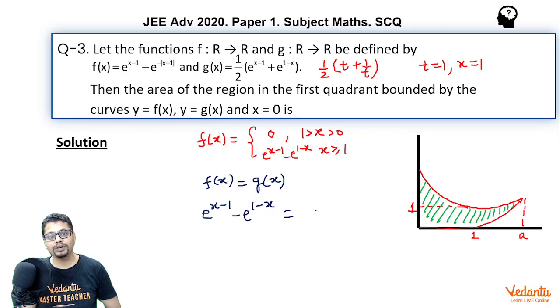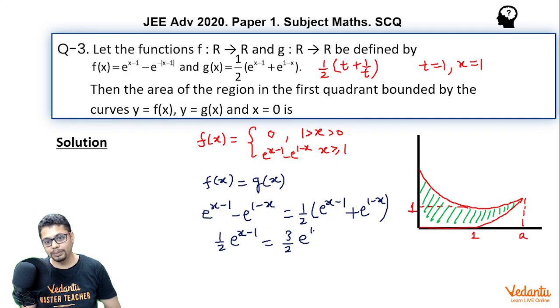And what about g of x? G of x is half times e to the power x minus 1 plus e to the power 1 minus x. So effectively it becomes half times e to the power x minus 1 is equal to 3 by 2 times e to the power 1 minus x. So if you see carefully, 2 cancels out. You take this on other side, it becomes e to the power x minus 1 whole square is equal to 3. So basically e to the power x minus 1 is root 3.